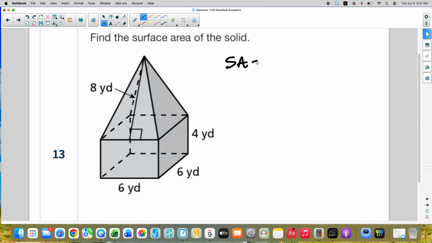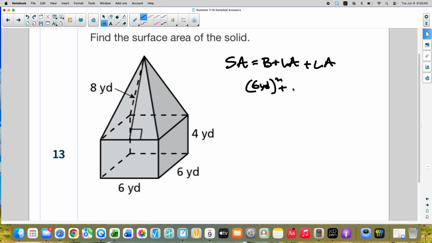So surface area. We have a bottom. We have a lateral area. And then we have a lateral area of our pyramid with no bottom. So the base is going to be the bottom, which is 6 yards squared.